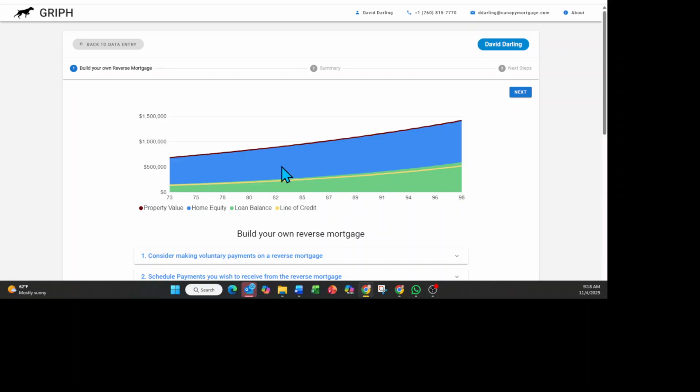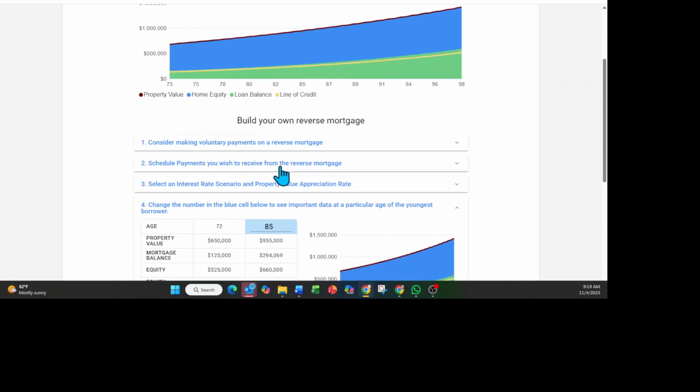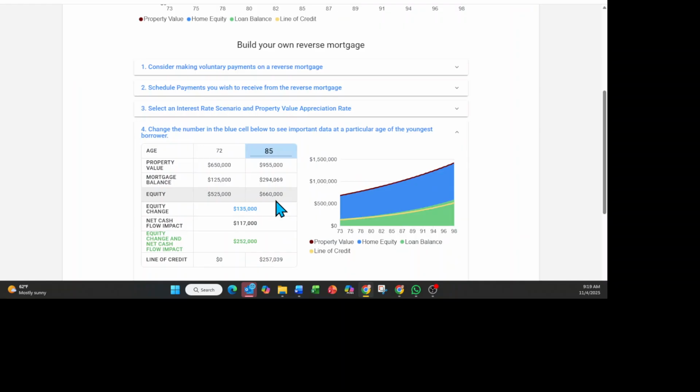So what assumptions are we using to come up with this chart? They're down here. We'll open these up and look through them in a bit. But here's a summary down at the bottom. The same chart shows here, but this gives you an actual number amount at a particular point in time. In this case, 13 years from now at age 85. If our assumptions are correct, their home is now worth $955,000 in 13 years. Their mortgage balance will go close to $300,000 because they're not making any payments. So that interest is accruing as well as the FHA insurance.